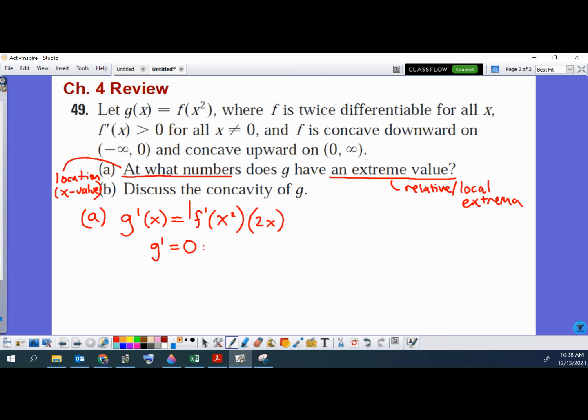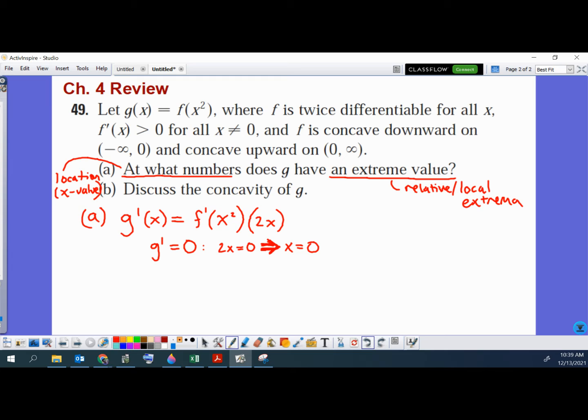And that's going to happen when F prime of X squared equals 0 or when 2X equals 0, both of those. Let's start with 2X. That's a little easier. 2X equals 0. So, hey, that means X equals 0, right? That double arrow means implies. That's a mathematical symbol. So I had an equation here, and then it implies this solution follows from it, basically is what I'm saying.